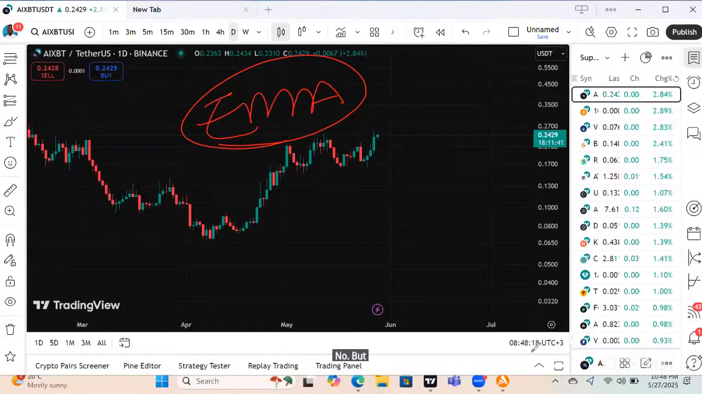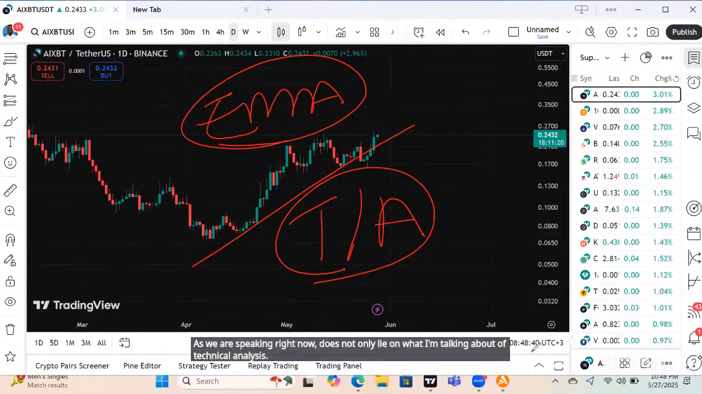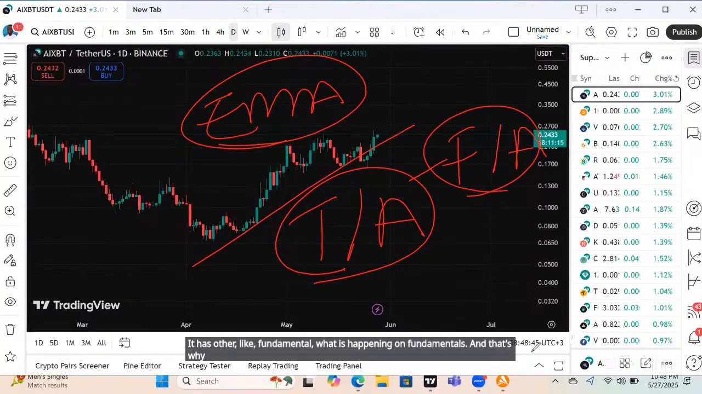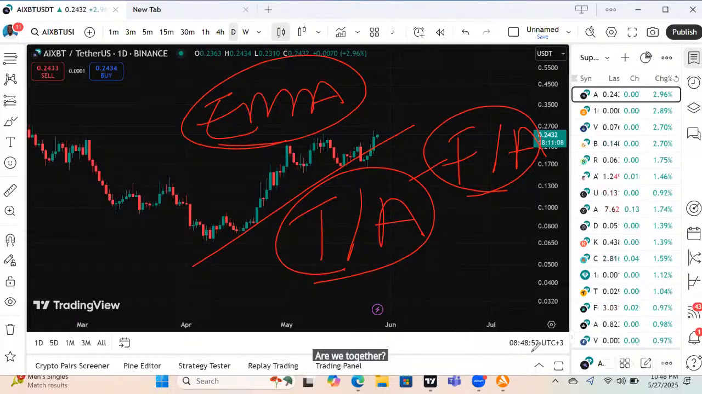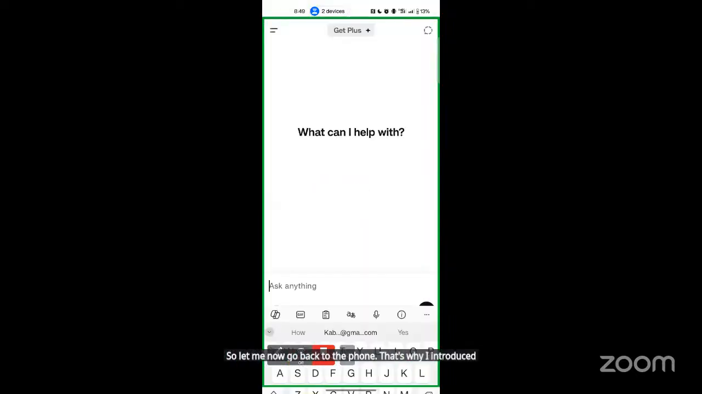But I understand, as Kabanda Julius, that most of you are still struggling with finding coins to trade. Because, ladies and gentlemen, trading cryptocurrencies, as we are speaking right now, does not only rely on technical analysis. It also has fundamentals, what is happening on the fundamentals. And that's why I introduced ChatGPT to you. Are we together? Let me now go back to the phone.